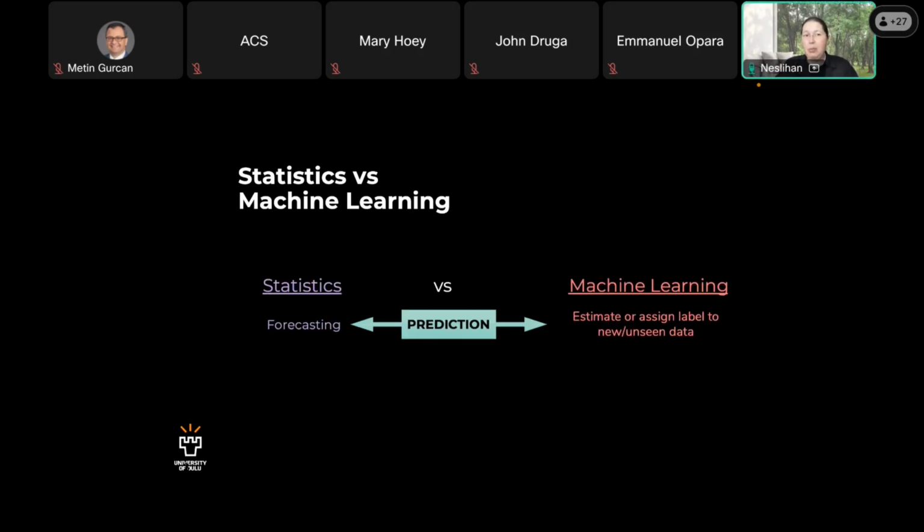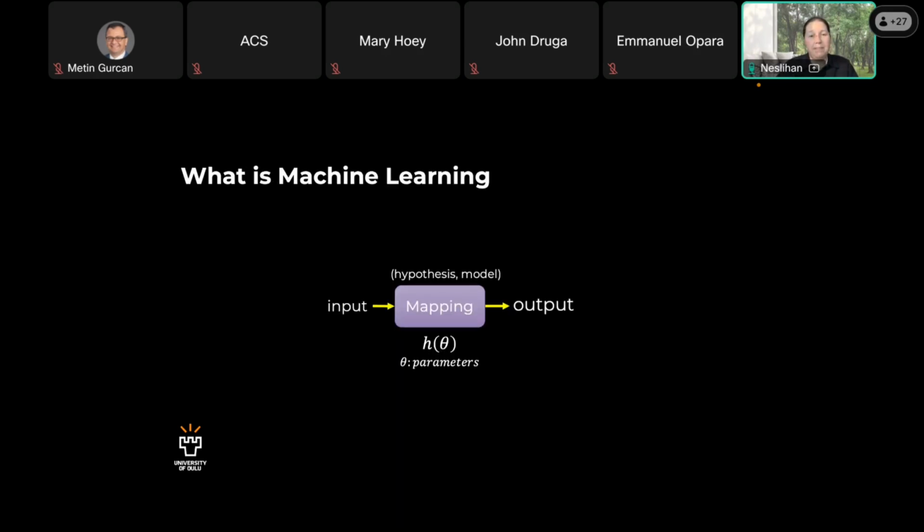Another point is the term prediction. It's used quite differently. I even had a long discussion with my co-authors about using it in the title of one of our papers. In statistics, prediction refers to forecasting, but in machine learning, prediction describes applying models to estimate or assign labels to new unseen data based on the learned patterns.